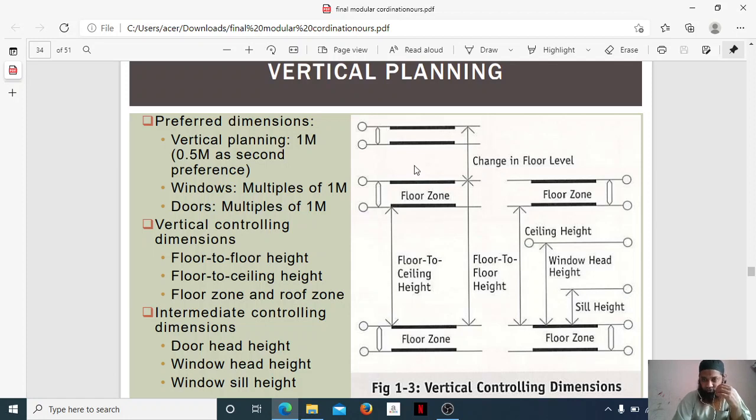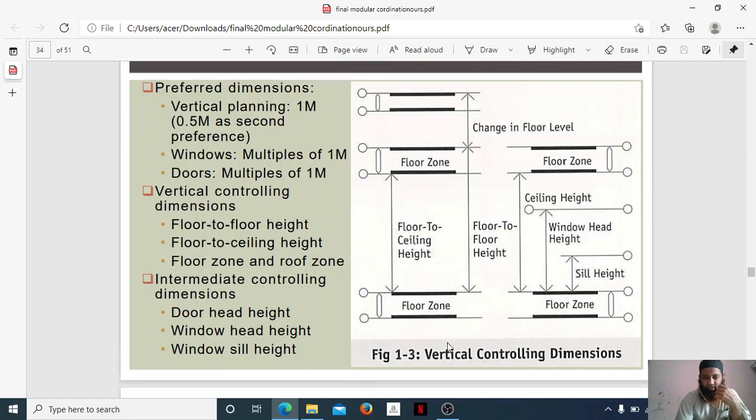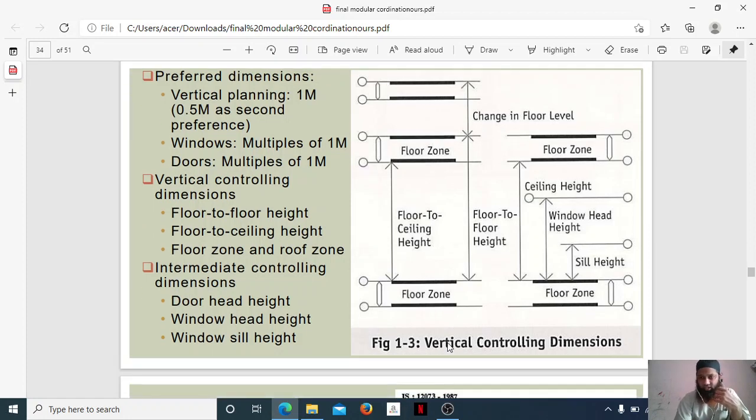Floor zone, you can see. So everything is marked. Everything is marked minutely here, so that there shouldn't be any fault while executing. Intermediate controlling dimensions, you can see here. Door head height is also there, window head height is also there, window sill height. As I told you, window head height, sill height and door head height, everything has been marked properly.